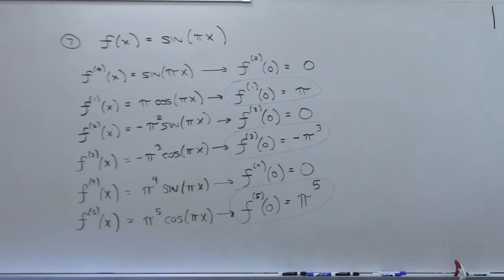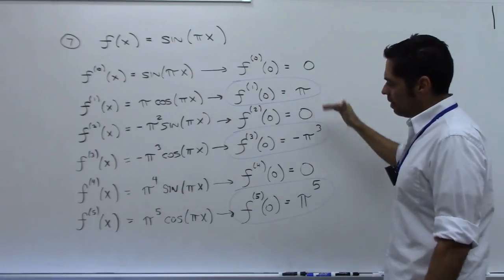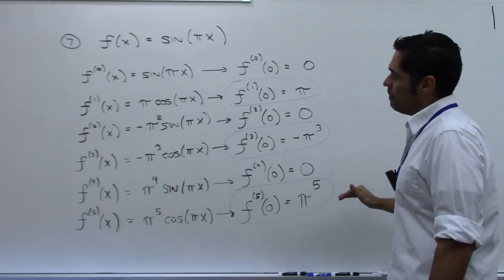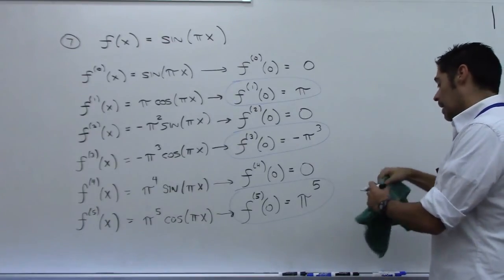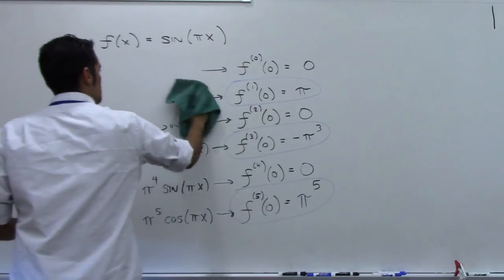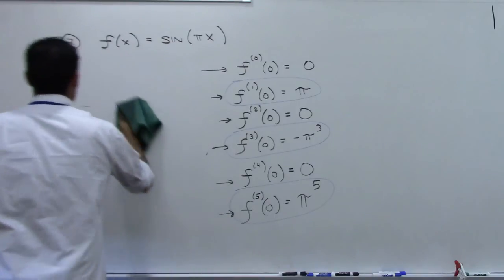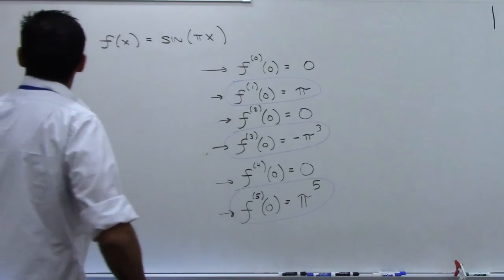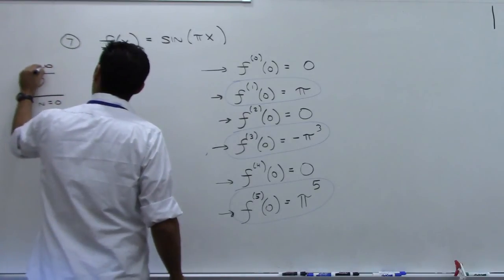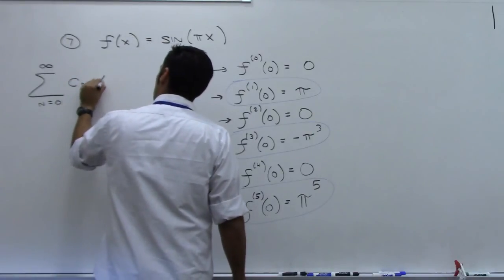This one's a little bit harder to pick up, like I said, because we do have a pattern, but it's only occurring at odd derivatives. So the way that I like to approach this is I like to write out what this series is supposed to look like. We know that this is supposed to be the sum n equals 0 to infinity of c sub n times x to the n.